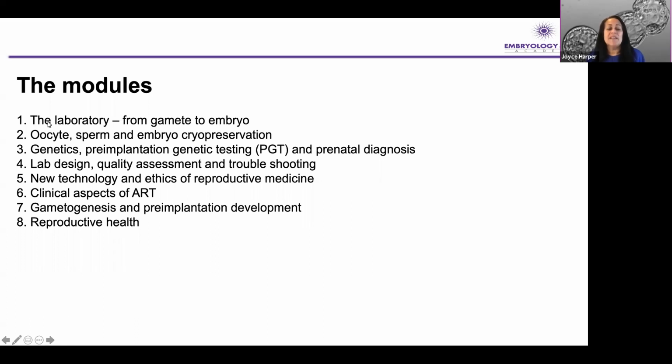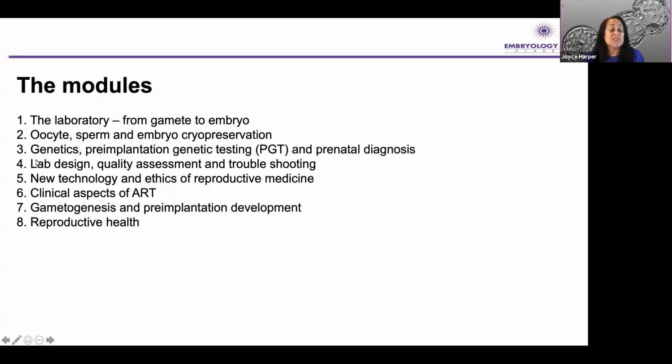So number 1 is the largest module by a long way. It's for the clinical embryologists really to understand what goes on in the lab. So the lab from gamete to embryo. Then again, essential for all embryologists is the cryo module. So we will go through oocyte, sperm, and embryo cryopreservation. And these talks are given, as I've said, by the world leaders in this.